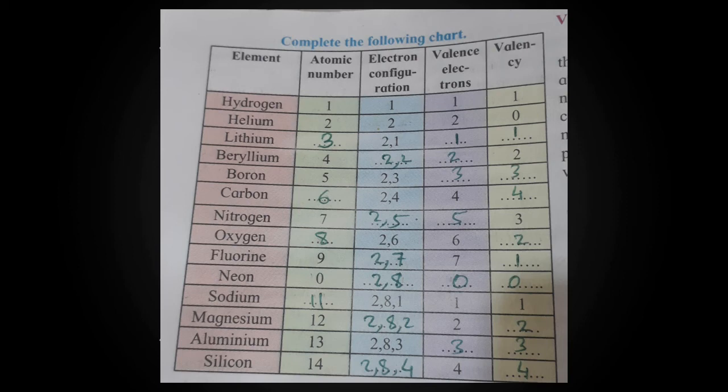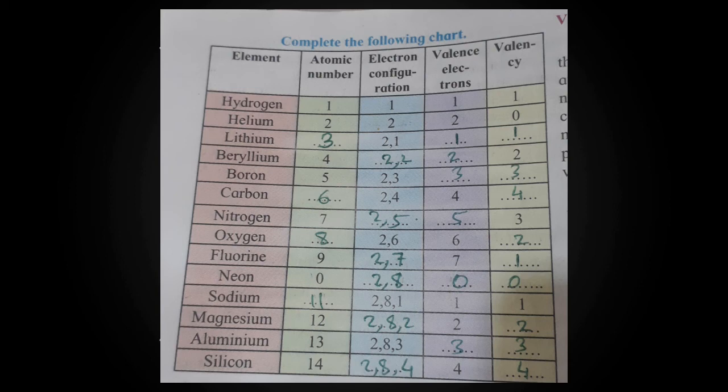Neon. The atomic number of neon is 10. That's the reason 2, 8 is its electronic configuration. All the electrons fulfill its outermost orbit. That's the reason its valency is 0. Next is sodium. The atomic number of sodium is 11. So the electronic configuration becomes 2, 8, 1. As we know, in the first orbit 2, in the second orbit 8, in the third orbit 18 and in the fourth orbit 32 electrons can be present. That's the reason it is 2, 8, 1. So its valence electron is 1. Therefore its valency is also 1.